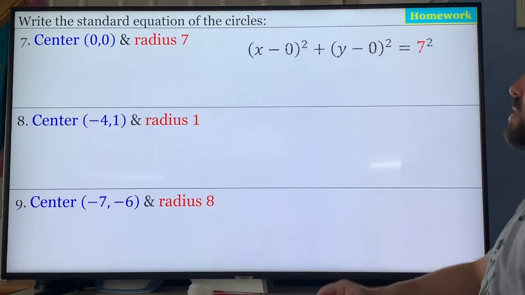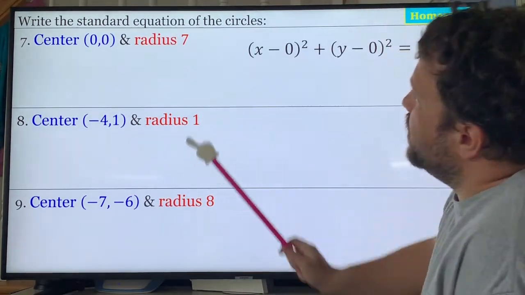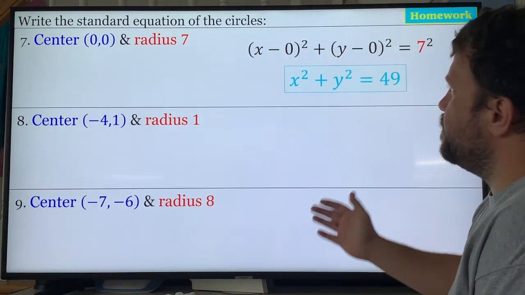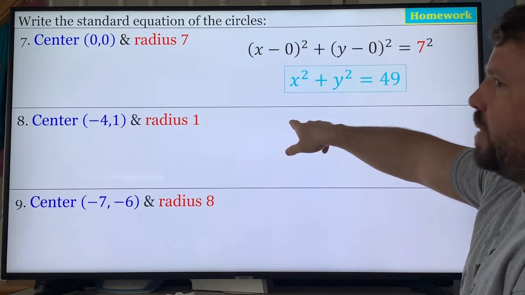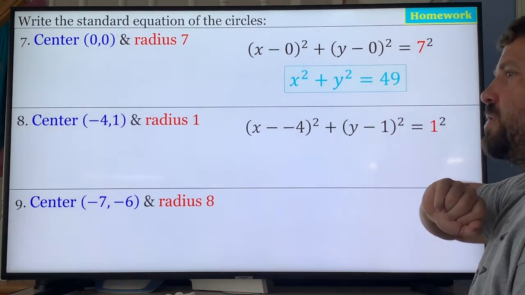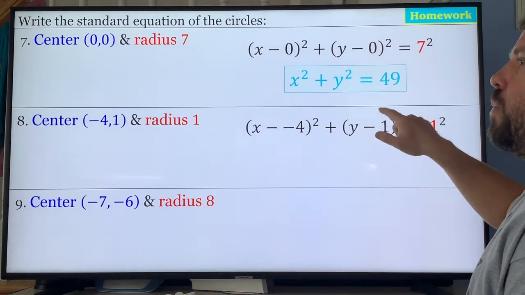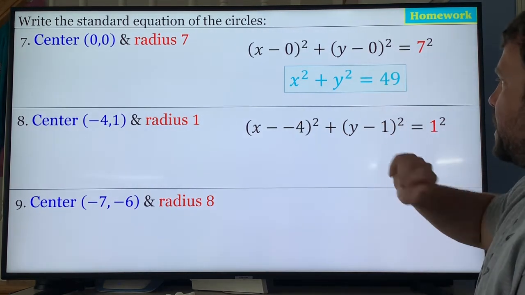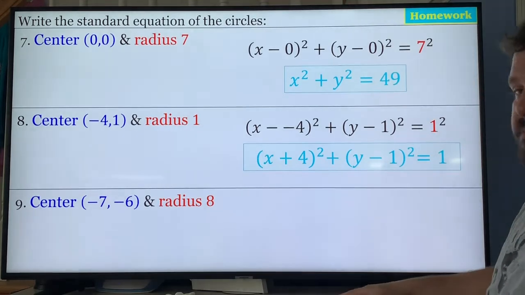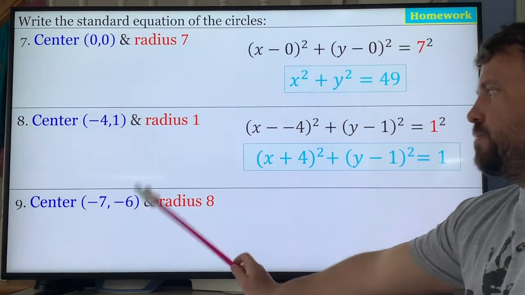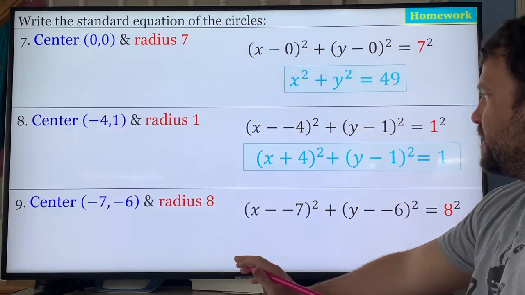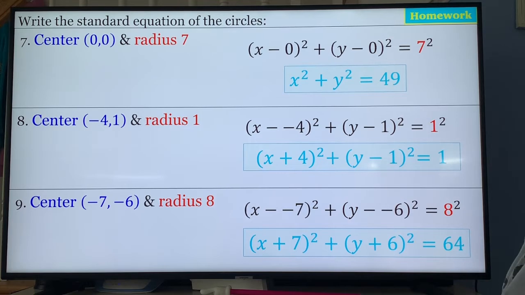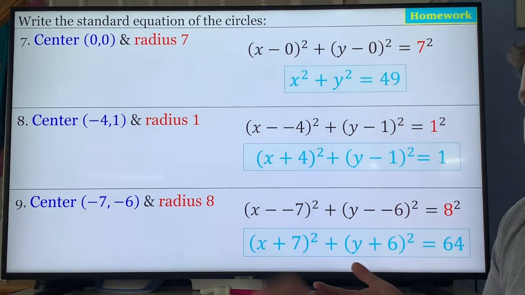Center, basic equation. So (x minus 0) squared plus (y minus 0) squared equals radius squared. x squared plus y squared is 49. There you go. Next, (x minus negative 4) squared plus (y minus 1) squared equals 1 squared. Minus a negative is a positive. There you go. So easy. Next, minus a negative 7, minus a negative 6, 8 squared. (x plus 7) squared plus (y plus 6) squared equals 64.